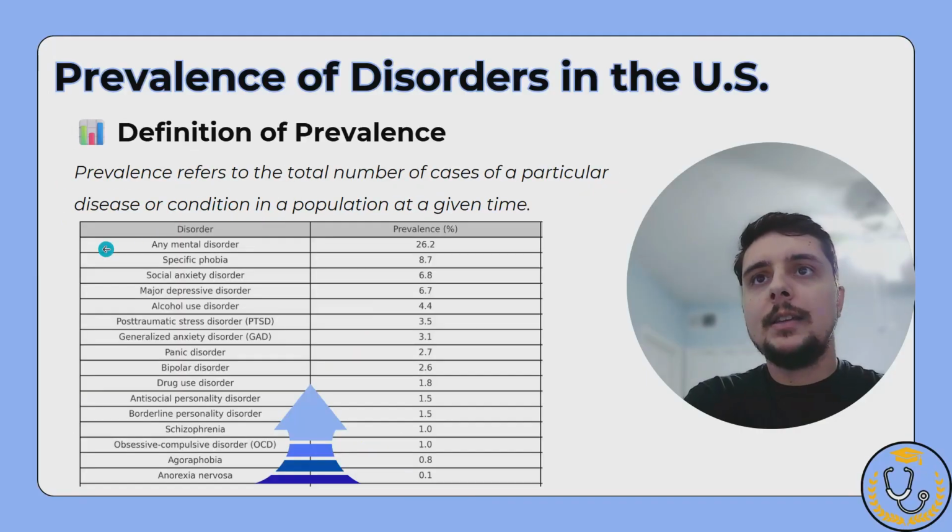And again, here we can see a table of how common these disorders are. What are the prevalences? We start with the lowest prevalence at the bottom, being anorexia nervosa at 0.1%, moving upward to OCD and schizophrenia at 1% of the total population, and then moving up and up towards bipolar around 2.6%, panic 2.7%, generalized anxiety 3.1%, PTSD 3.5%, alcohol use, major depressive disorder, social anxieties, specific phobias, and then kind of the total prevalence of all mental disorders combined in the US population would be around 26.2%. So we start from low to high.